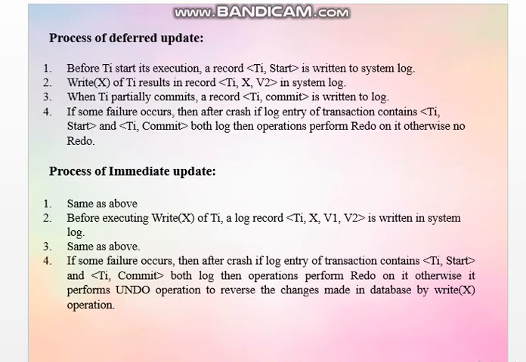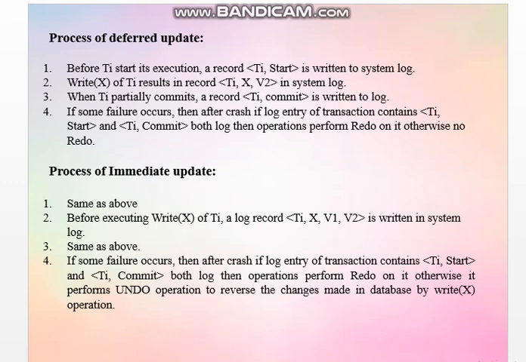We'll see the deferred modification update method procedure first. What is the procedure of deferred update modification? Before the Ti transaction starts execution, we record Ti start into the system log. Whenever there is a write instruction of any particular transaction, we record the entry as Ti, X and V2 in the system log. When Ti is partially committed, we write Ti commit to the log.